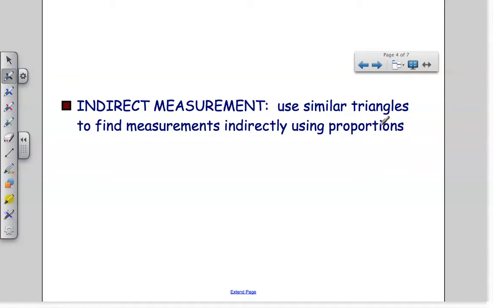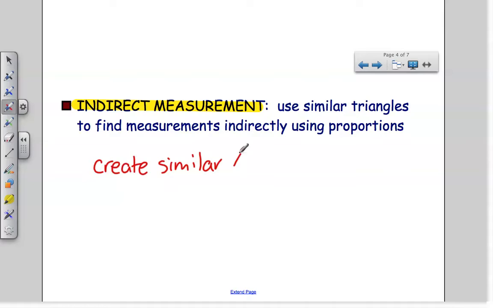We're also looking at, with angle similarity, something called indirect measurement. It's a way to measure something indirectly, meaning you don't go up and actually measure the length of something, but we can use similar triangles to find some measurements using proportions. So you create similar triangles to measure something that would be impossible to measure.